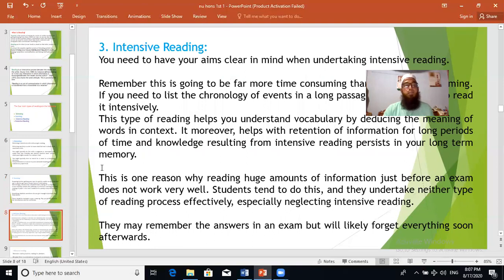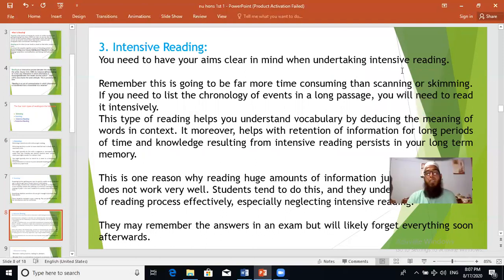Now, intensive reading. You need to have your aims clear in mind when undertaking intensive reading. So what is intensive reading? When we are reading for every detail, when we are going through a text with every detail to get the meaning of the story fully, then this type of reading is called intensive reading. You need to have your aims clear in mind, why you are reading a text, why you are reading a story. You should have the aim before undertaking intensive reading.